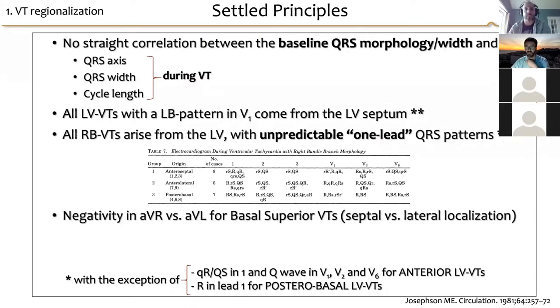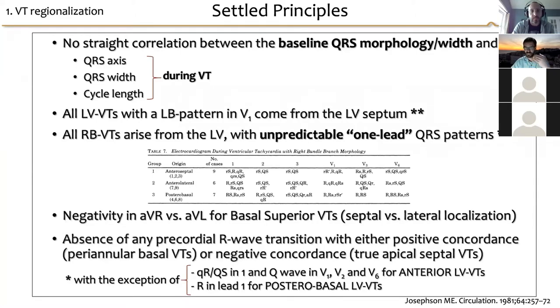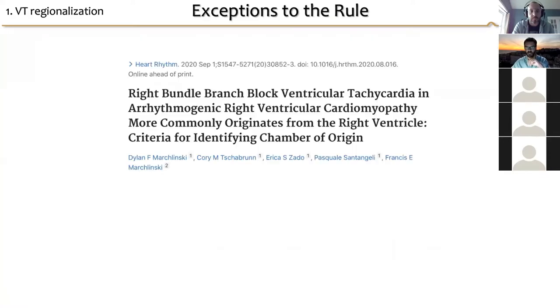For basal superior VTs in the left ventricle, we use the negativity of AVR and AVL because it is a rule that usually works very well in this setting and helps us to differentiate between a septal and a lateral localization of the ventricular arrhythmia in this basal superior left ventricular area. And of course, we use the R-wave transition pattern and a positive or a negative concordance to establish a periannular basal VT or an apical or apical septal VT respectively.